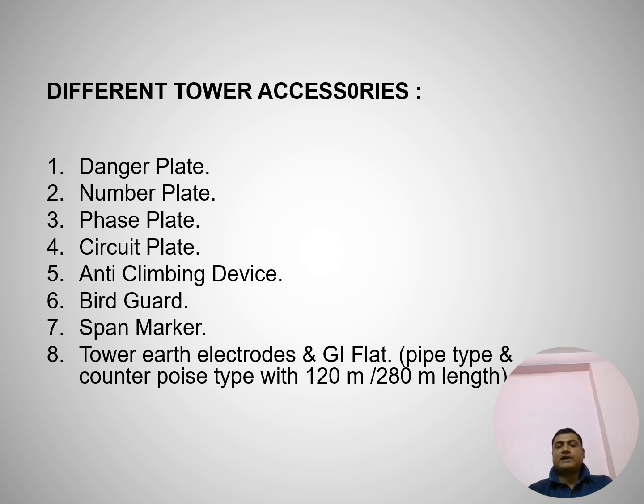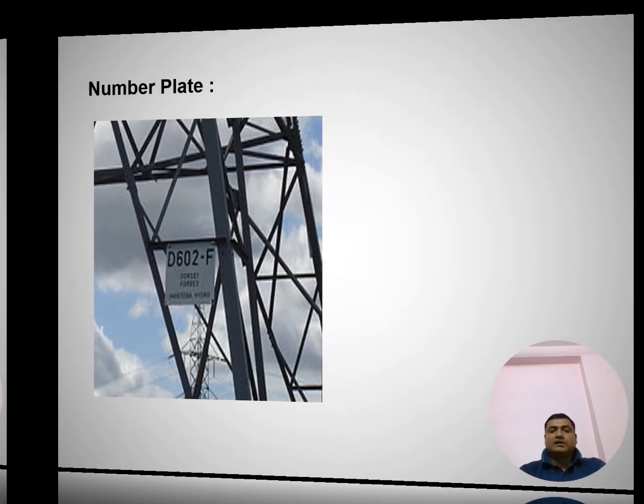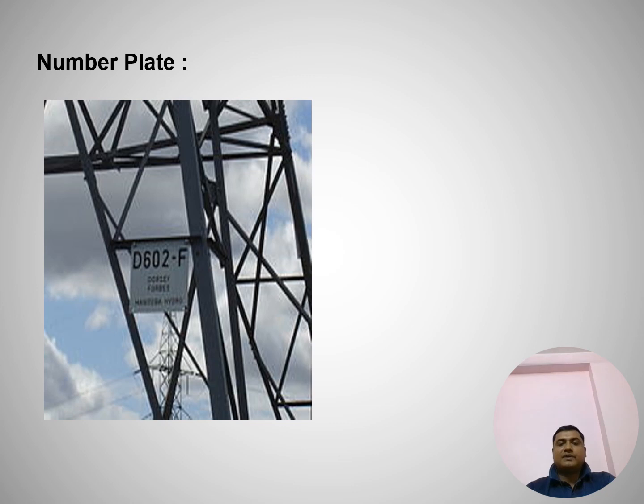Basically, two types of earthing are used in a transmission line tower. One is pipe type, and the second one is counterpoise type, depending on the soil resistivity. This is the number plate of a tower. If you see, this is the number plate.